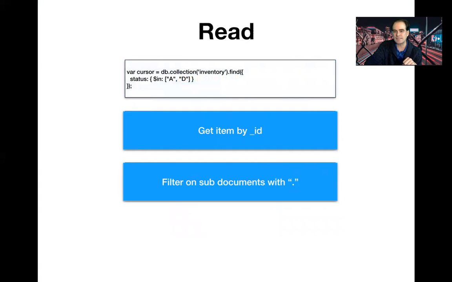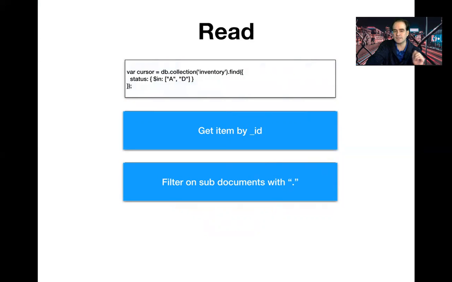You just use the find operation. And then you say, okay, I want the status to be in a list of either A or D. And that's going to give you all the items with a status A or status D. So you can do that kind of thing. As you see, it's pretty simple, pretty straightforward.